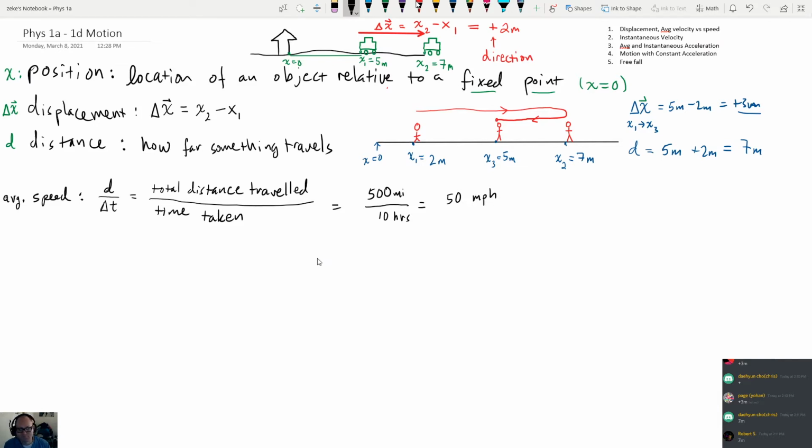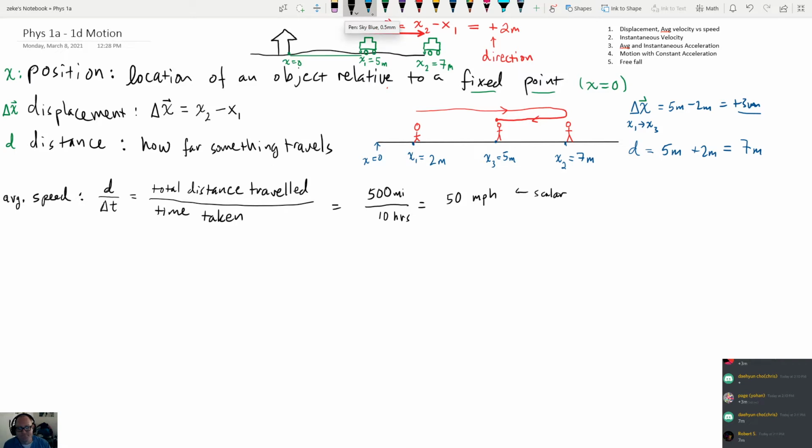Pretty simple. This number will always be positive, because speed is a scalar, and it does not have a direction associated with it. Okay? So this is a scalar quantity, which means it will always be positive. Well, scalars don't always have to be positive, I should say, but average speed will always be positive. All right. So that's our definition for average speed.